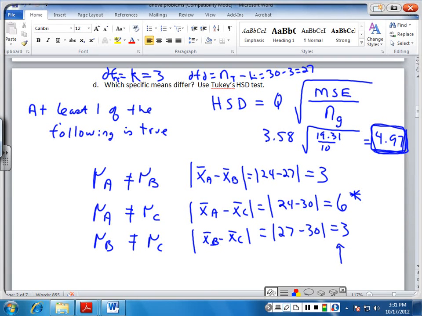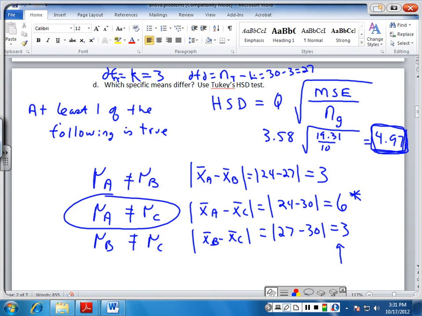So what we can conclude is that there is a difference between A and C. If you go back and look at the results, remember, we're talking about time, so lower is better. When we used the advanced level of training, it took 24, let's say seconds, as opposed to 30 seconds for the beginner level of training. So it was faster when you used the advanced than when you used the beginner.